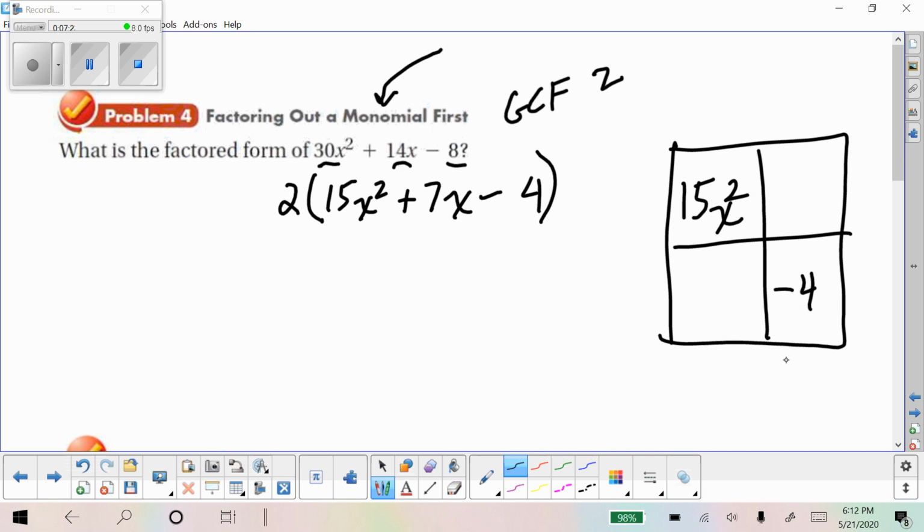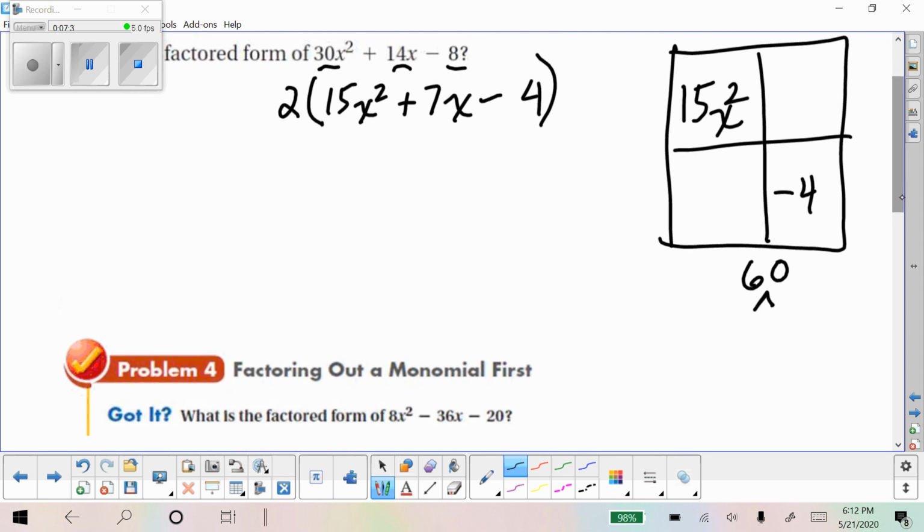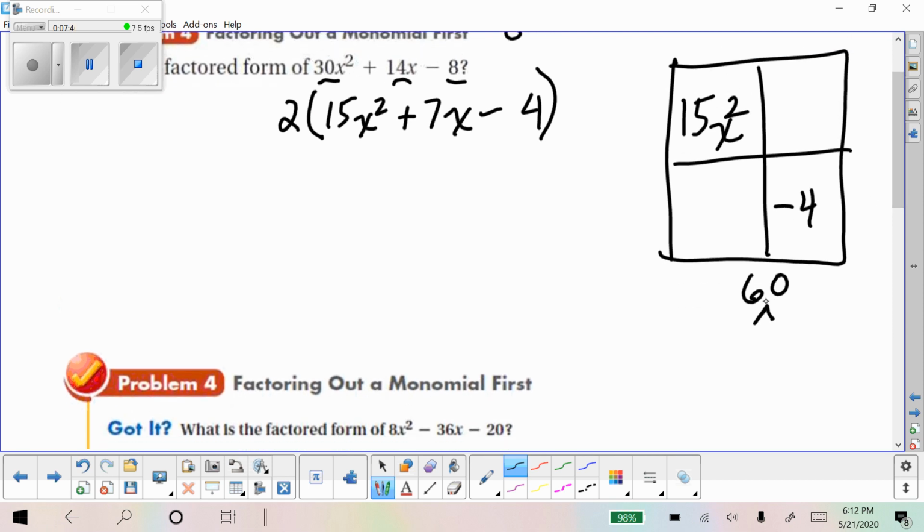This is a minus 4, so 15 times 4 is 60. And I need two numbers that multiply together give me 60 and add up to positive 7. So basically factors that are 7 apart. There's 20 and 3. Those are too far apart. There's 15 and 4. Those are 11 apart. It's not those. There's 10 and 6. Those are 4 apart. It's not those. There's 12 and 5. Those are 7 apart. Those are the ones I want.